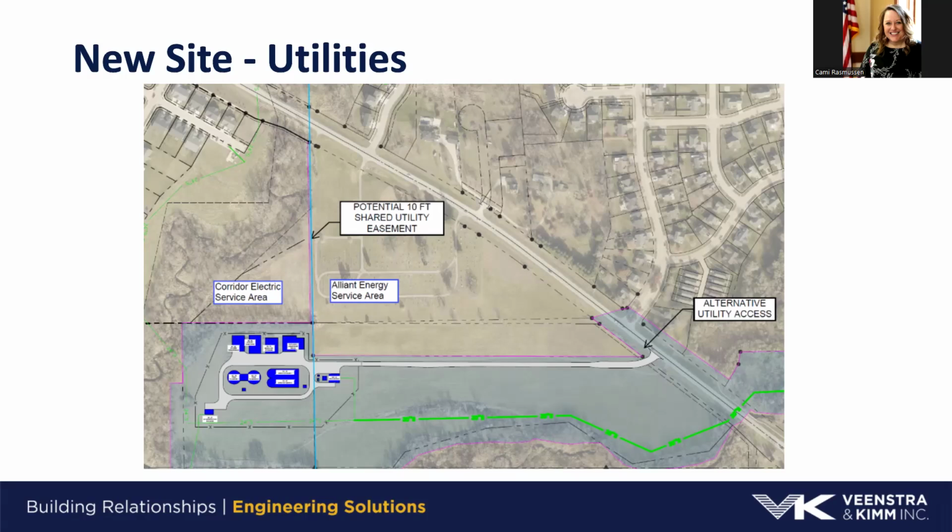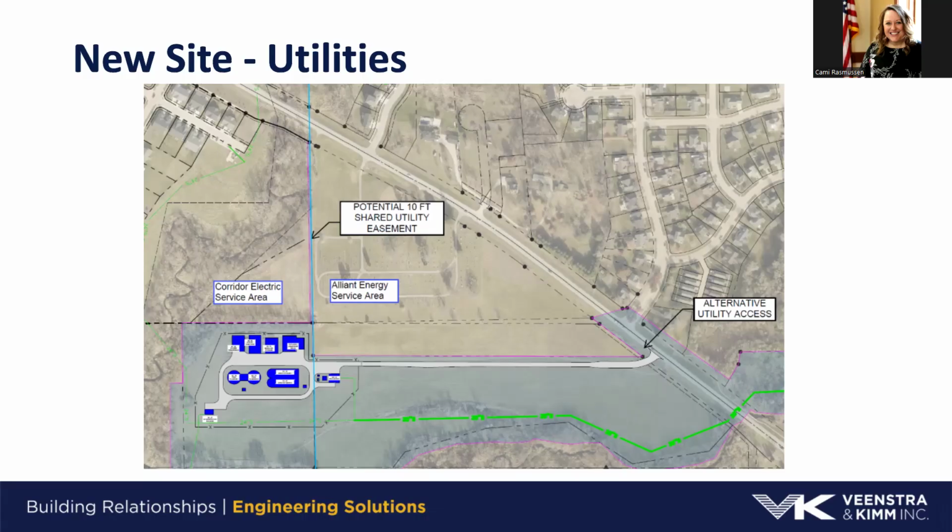It's basically based on where the load is, the majority of the load is. And since the majority of our plant is, it shows that little blue line that runs from north to south, that is the boundary. Since our plant is basically almost entirely on Corridor Electric service area side.